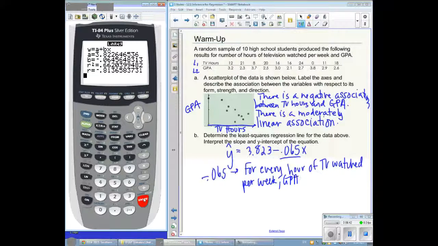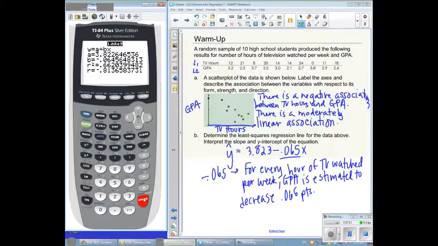GPA. Now, we want to be careful when we're describing the slope and the y-intercept from a regression equation, because this isn't necessarily going to be what happens for everybody. It's not necessarily what's always happening. So we want to make sure that we're describing an estimate or an approximation. So we could say the GPA is estimated to decrease 0.065 points. Okay, so you do want to make sure that you're using estimated or approximately or on average, that you're not describing it as being an exact value that's going to happen for everybody.